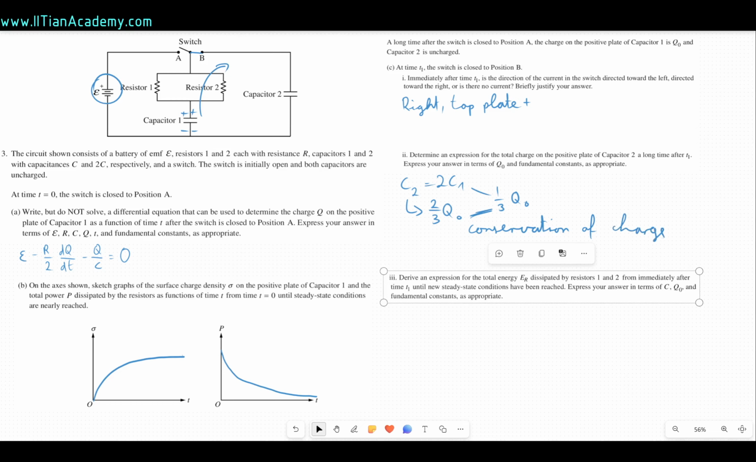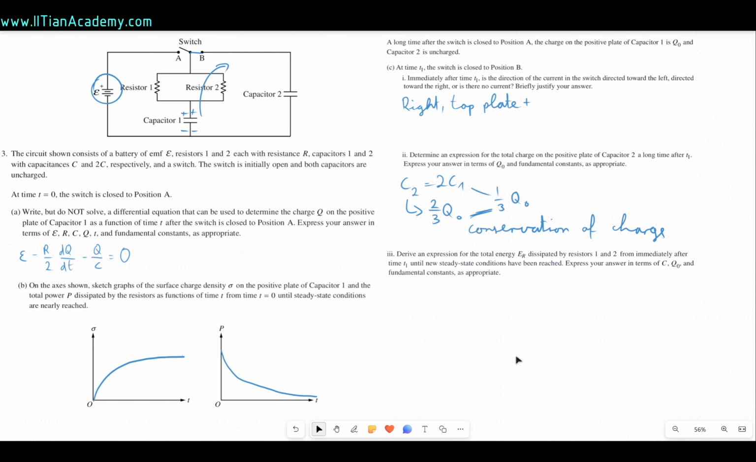And then in part 3, we're asked to derive an expression for the total energy dissipated by the two resistors immediately after time t1 until new steady conditions are reached. So what we need to note here is the types of energy we have. So we need to see that initially only our first capacitor has energy, and afterwards both capacitors will have energy, and the difference of these two states will give us the dissipated energy. So the change in energy will be given by the final energy minus the initial energy.